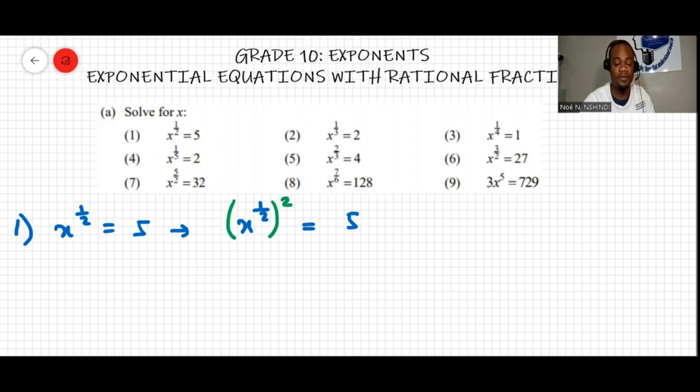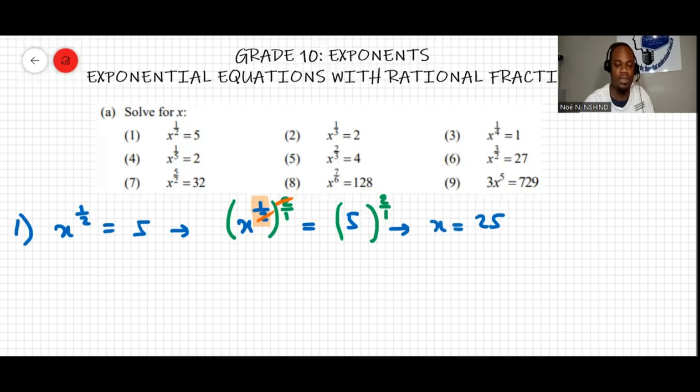Actually, we're going to do the inverse of this fraction 1 over 2. I'm going to put the power of 2 over 1, and I do the same on the right, 2 over 1. Now we can simplify. We simplify this 2 with that 2, and then x is equal to 5 squared, which is 25.